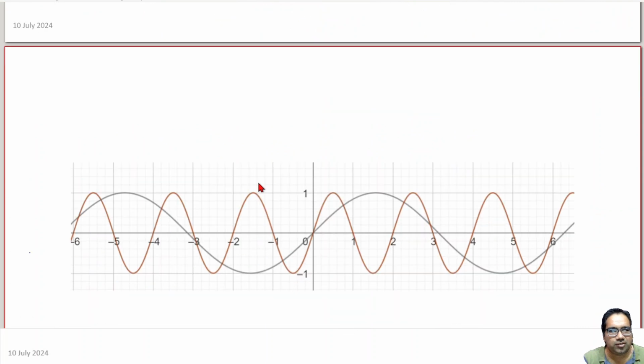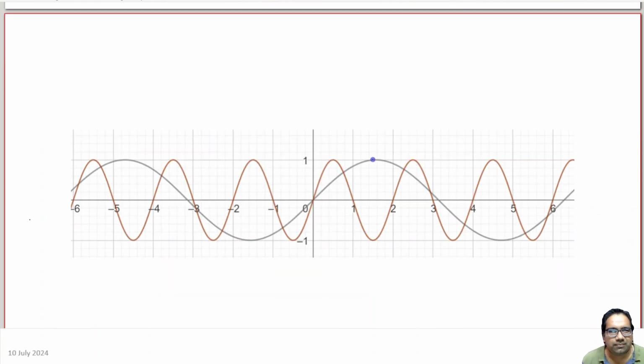Okay, so I'll show you the graph. This black one is sin x. It is repeating itself after 2 pi units. This is 2 pi, 6.2. 1 pi is 3.1. This is pi, this is 2 pi. Now this brown or red one is actually sin pi x. For sin pi x, the period is 2.